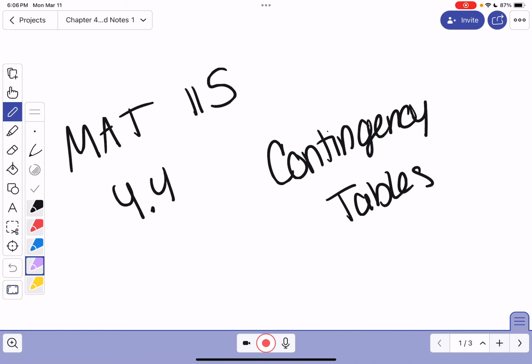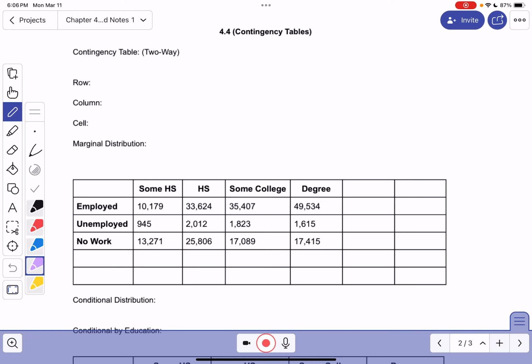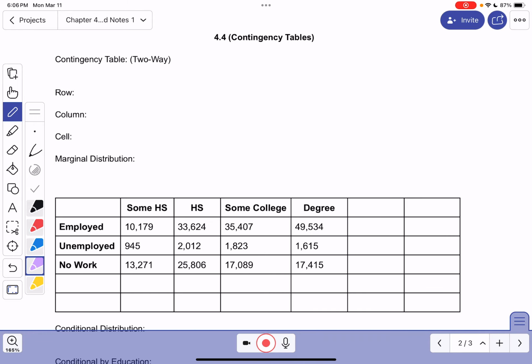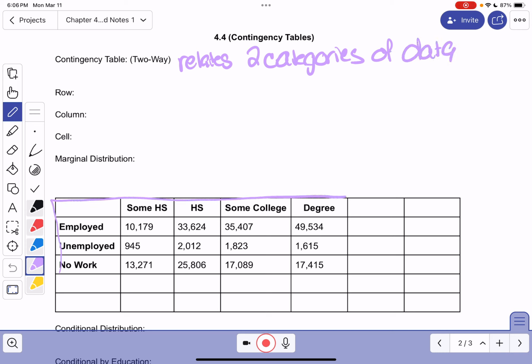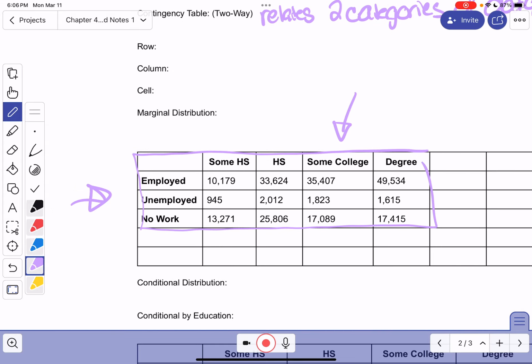This video is going to cover 4.4 for statistics, and we're going to talk about contingency tables. A contingency table, also known as a two-way table, just relates two categories of data. If we look down here, we're relating education level with work, whether they're employed, unemployed, or never have been employed. So that's a contingency table. We're comparing those two types of data.